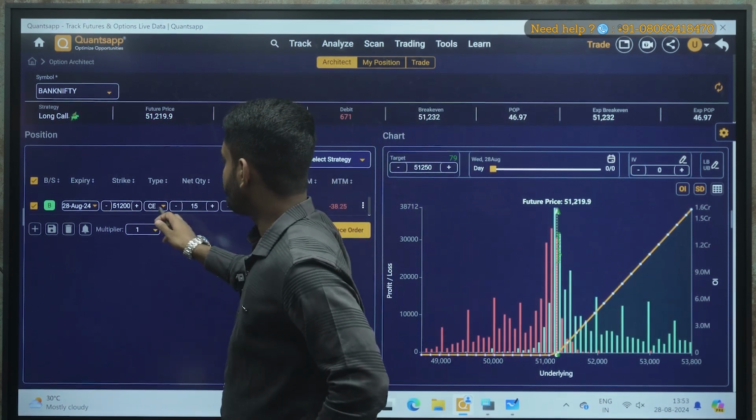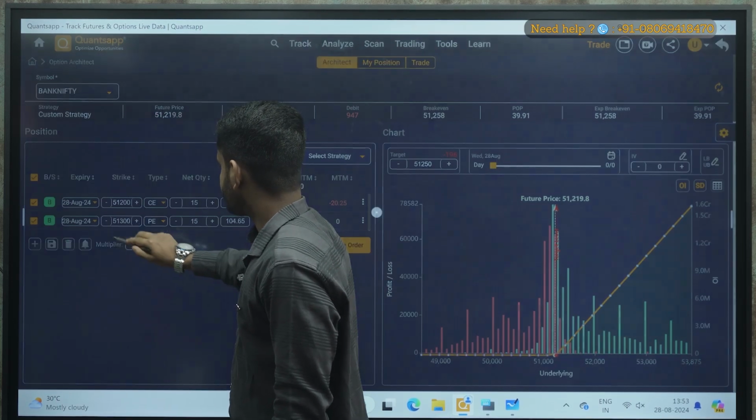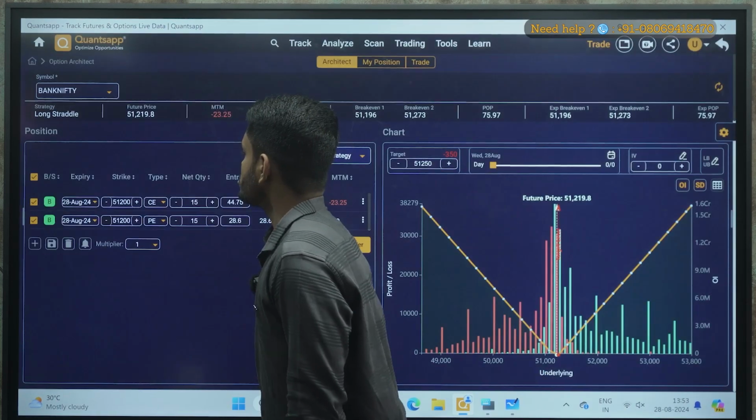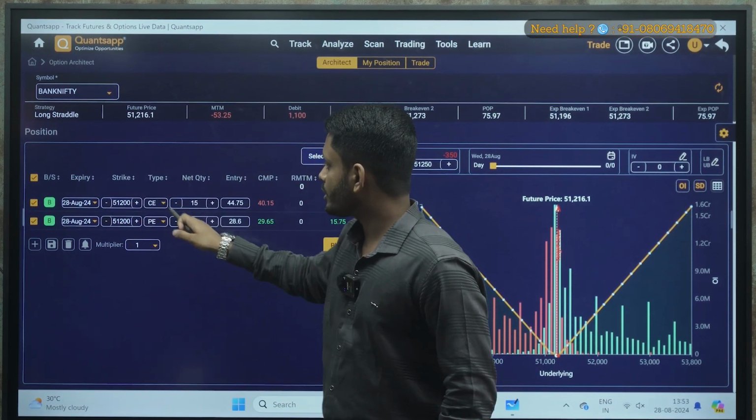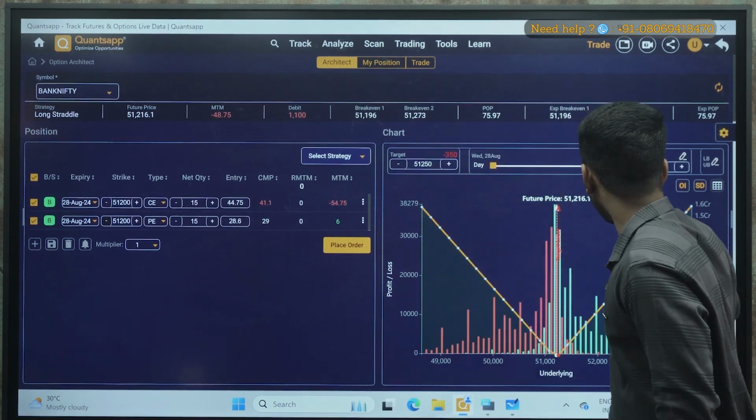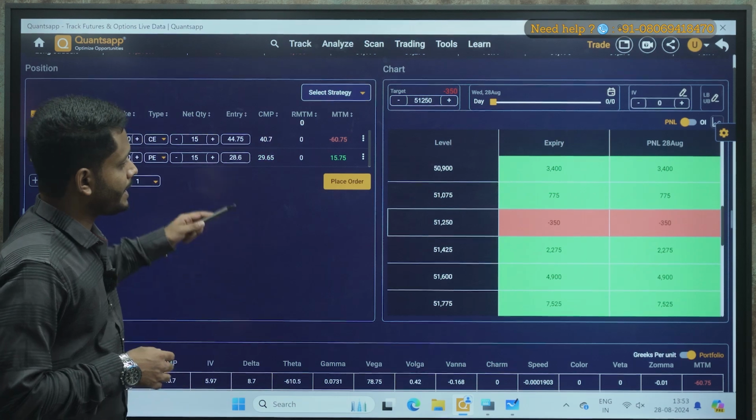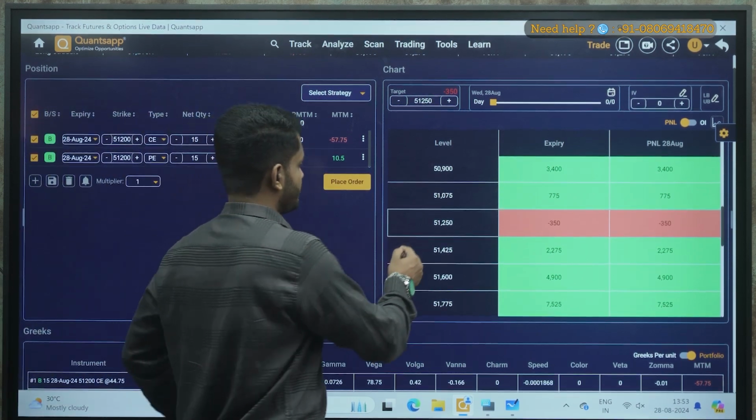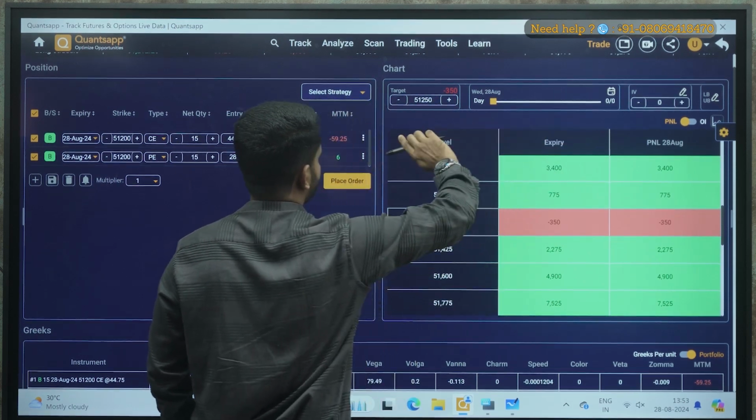So I have bought this call. Now say for example I am buying a put. Can you see, this is a long straddle, because I have bought the ATM strike call and put. Now let us go and check the P&L table. Check, if the market oscillates at this range, say for example 51,250 or say 51,000.